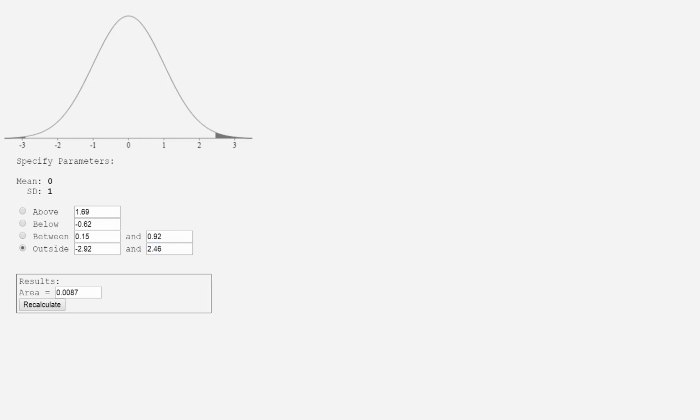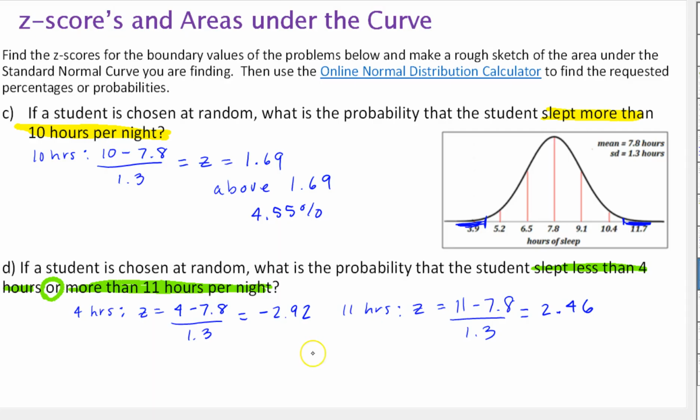Notice that area was smaller. This one's a little bit bigger. In total, we have the area 0.0087. So as a percent, multiplying by 100, that's 0.87%. Okay, so that's very small. That makes sense because that's people who barely sleep and people who sleep more than the average amount of sleep.